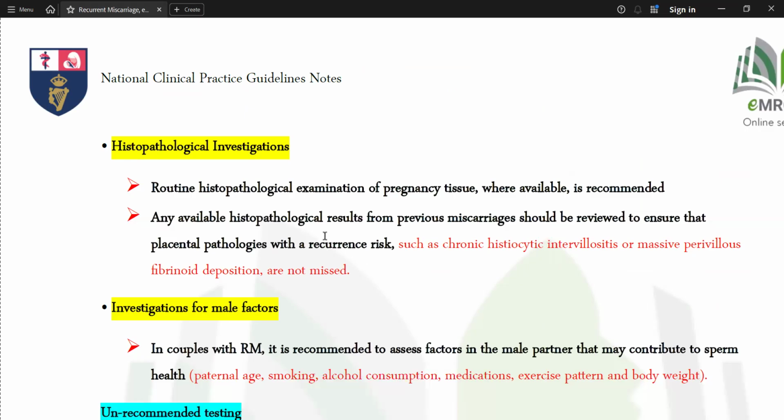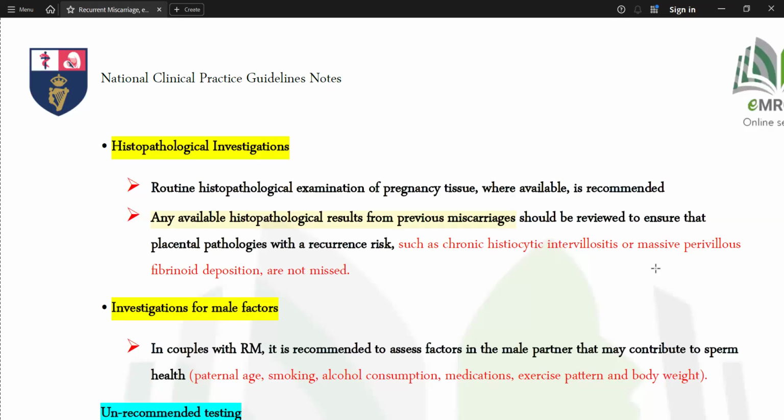And if there is any available histopathological result from previous miscarriage, guys of part 3, pay attention with me, take care of this, please. You have to look at the report because there are some lesions that can carry a recurrence risk, like chronic histiocytic intervillositis. There is histiocytic deposition between the villi, or there is fibrinoid deposition between or around the villi, which is called massive perivillous fibrinoid deposition. Those two conditions have recurrence risk, so you need to be aware of them.